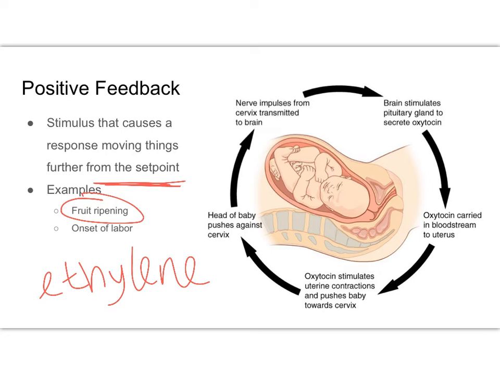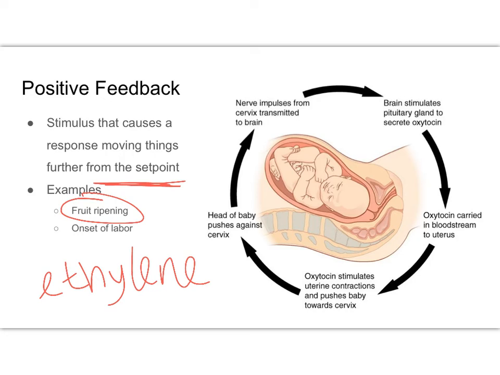But you'll notice that doesn't start and stop, right? As that ethylene is released, that encourages more and more and more. Eventually the fruit can become overripe, like when you get bananas that sit out for too long and they turn all black and super mushy, because this is the positive feedback loop. I'm pushing that ripening further and further and further from the set point.